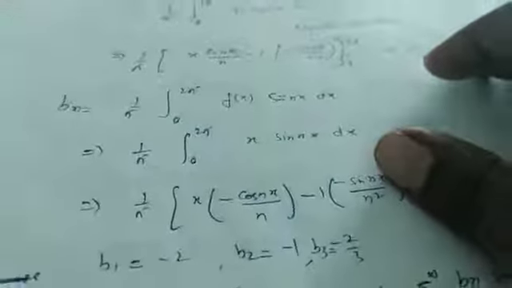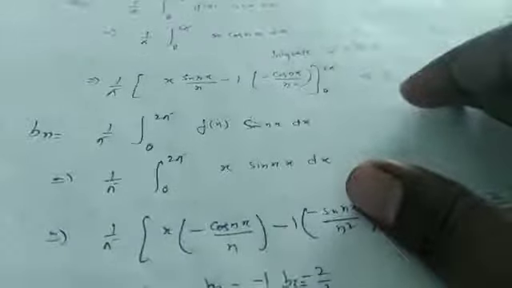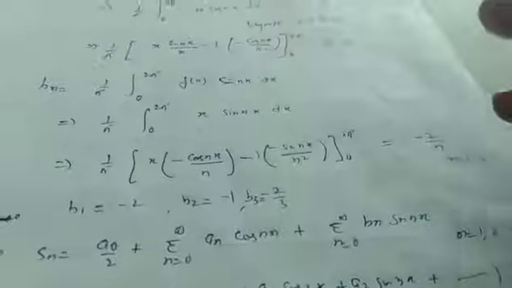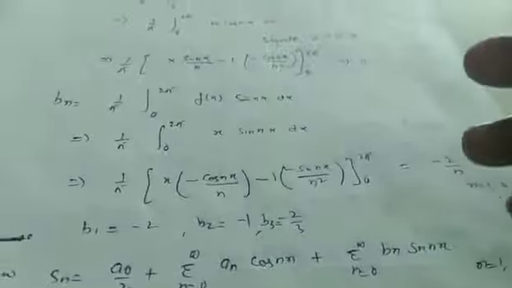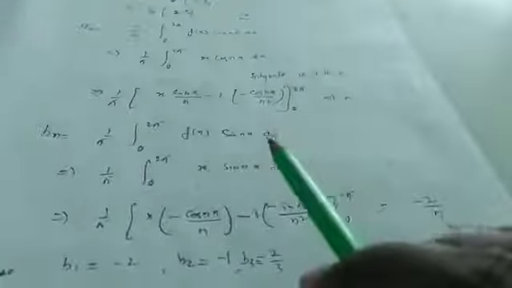And also we find the value of bn. bn equals 1 by pi integral 0 to 2 pi f(x) sin nx dx. f(x) equals x, and the limit is 0 to 2 pi. In this case, we use first into second. x is the first function and sin nx is the second function. Then 1 upon pi, first function times the integral of the second function, minus the differentiation of the first function times the integral of the second function.